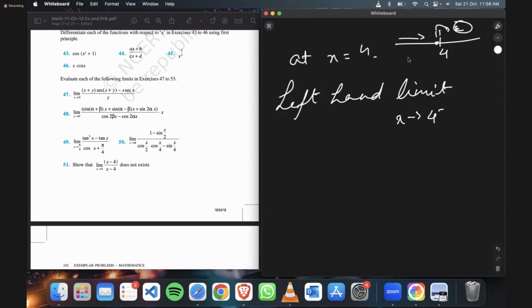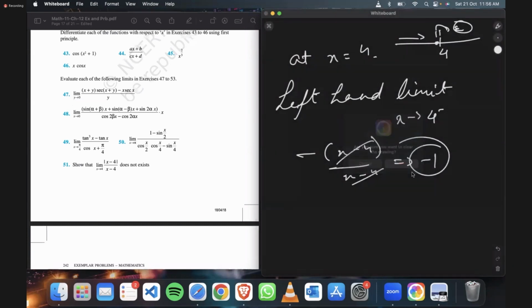You're getting my point, right? So what happens is, if you stop there, your modulus will return a negative function, minus (x minus 4), and in the division also you have x minus 4, so you'll be getting a value of minus 1 if you approach the limit from the left hand side.